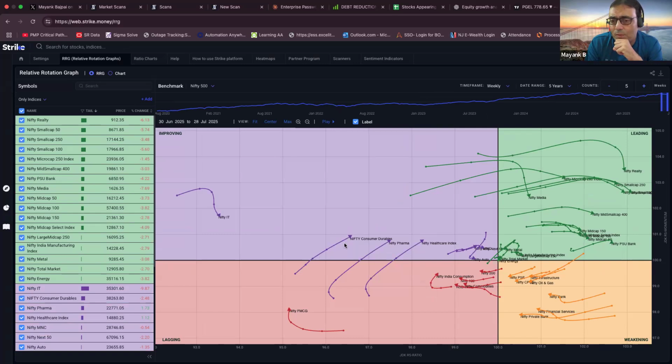As per our last video, we could see Nifty Consumer Durables, which we can see on the stock scans relative performance as well. Nifty Pharma is doing well. Nifty Healthcare Index is also doing well. It would be interesting to see the status of Nifty IT on the RRG chart.